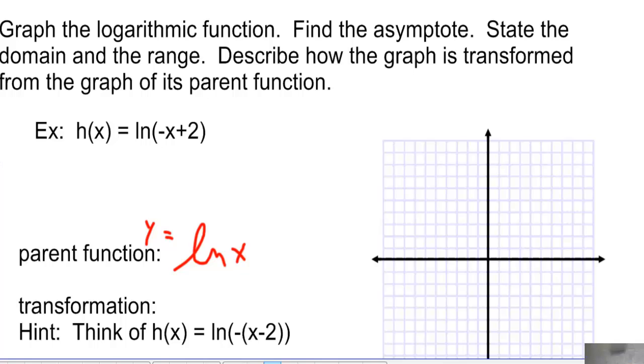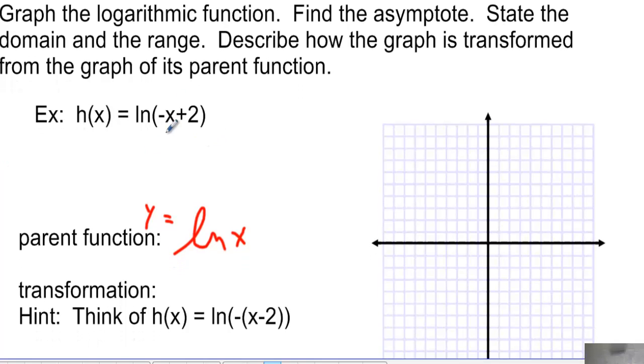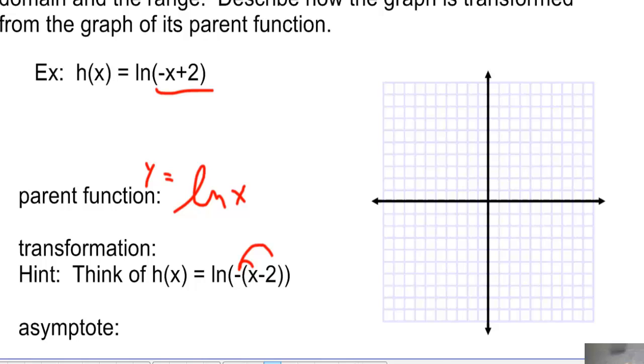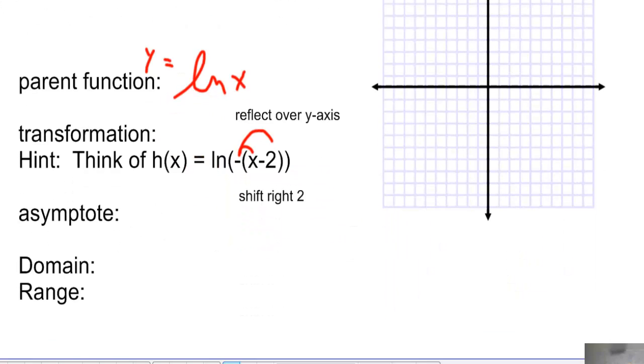And for this transformation, since it's a negative x plus 2 in parentheses, I suggest you think of this as opposite of the quantity x minus 2. Isn't that the same? If I distribute this negative, I will get negative x plus 2. It's easier to think about what the transformation is if you have x minus 2 in parentheses. That tells us that it is a shift right 2 units. And then since there's an opposite in front, that tells me that there's a reflection over the y-axis. So those are the two transformations we have going on here.